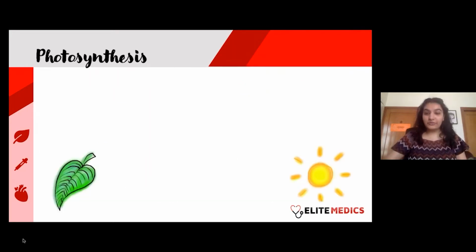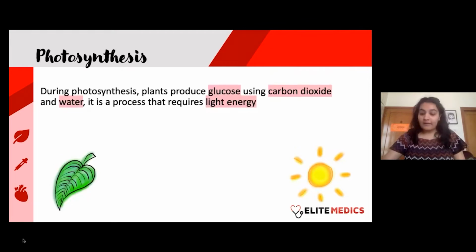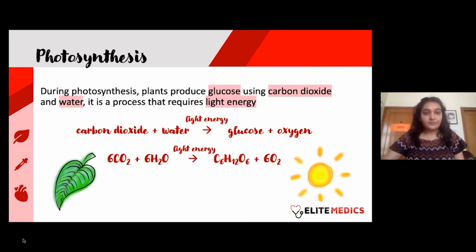Great. So photosynthesis. Get the slide up. So photosynthesis is a reaction that occurs within plant cells, and it's specific to plants, or basically it doesn't happen in animal cells, but it's quite specific to plant cells. And the main aim of photosynthesis is to produce glucose.